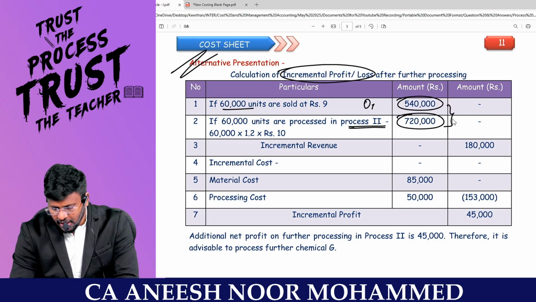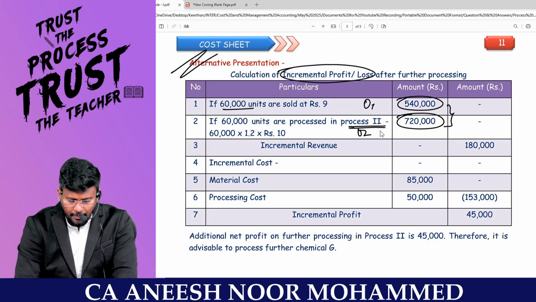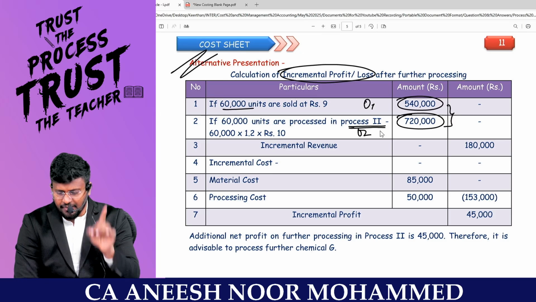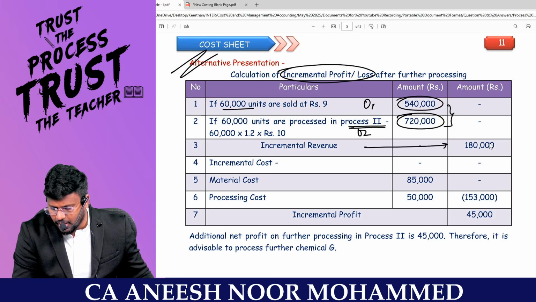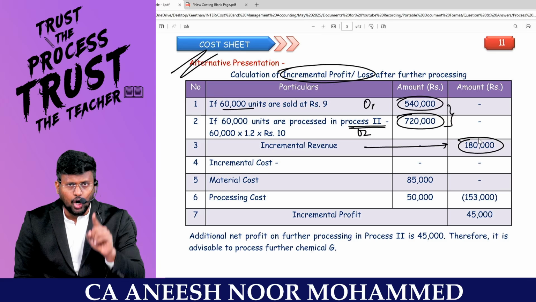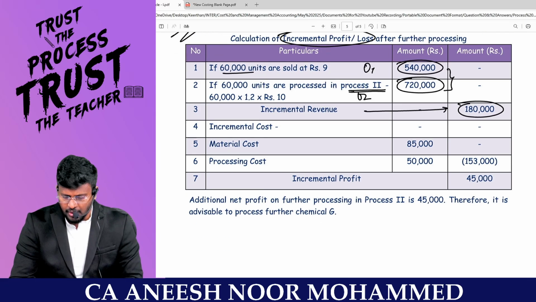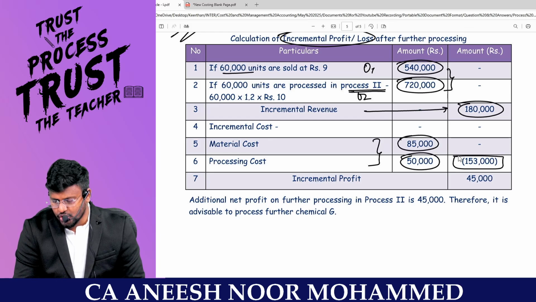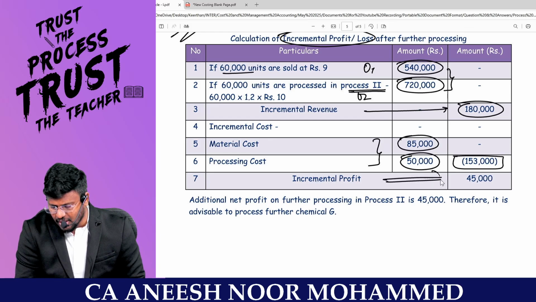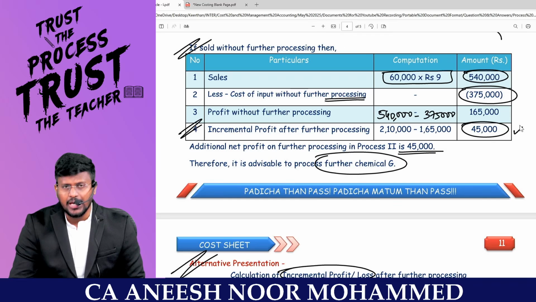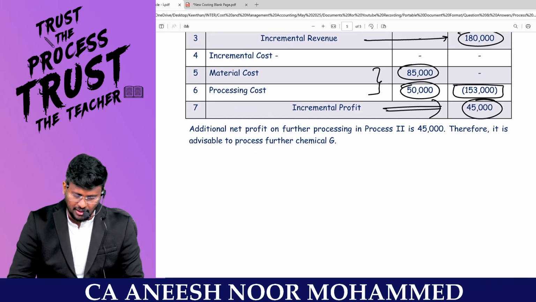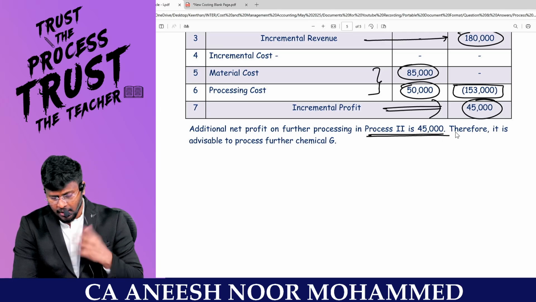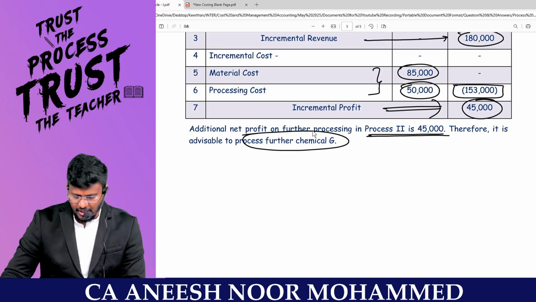So if I am traveling through option number 1, I will be getting 5,40,000. If I am traveling through option number 2, I will be getting 7,20,000. So my incremental revenue will be 1,80,000. In order to enjoy this 1,80,000, these 2 are my incremental costs, which are my material cost and processing cost, which come to 1,35,000. So I am having an incremental profit of 45,000. Here also 45,000, an alternate way of thinking. So the additional net profit of further processing in process number 2 is 45,000. Therefore, it is advisable to further process chemical G.